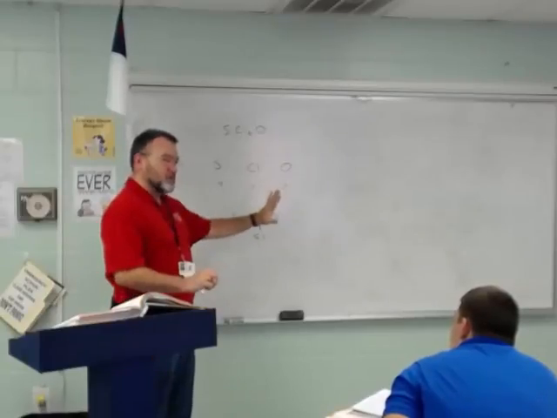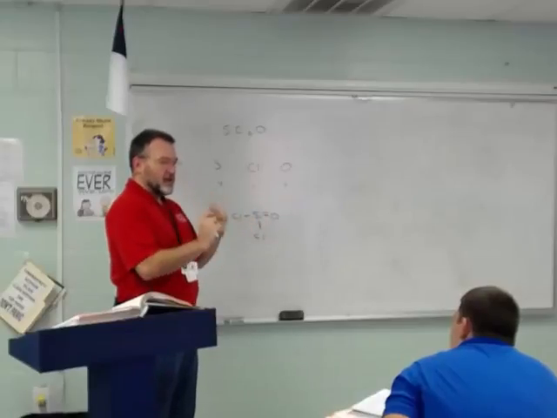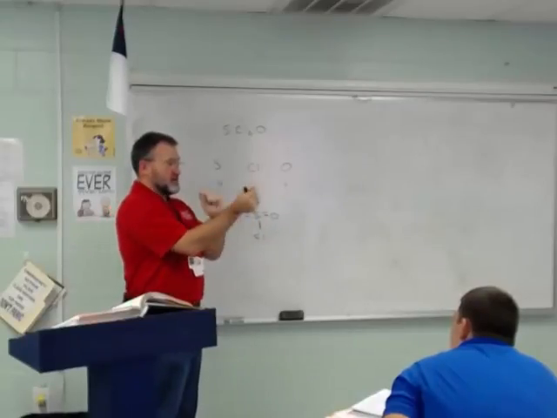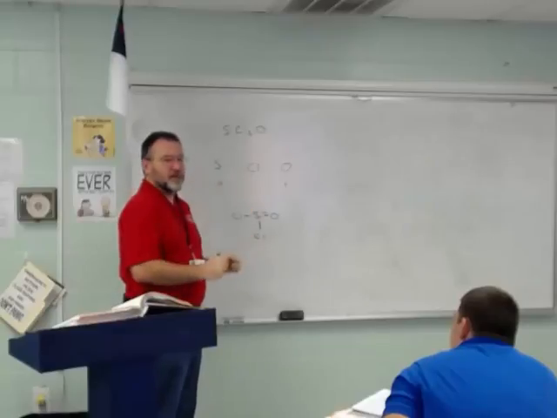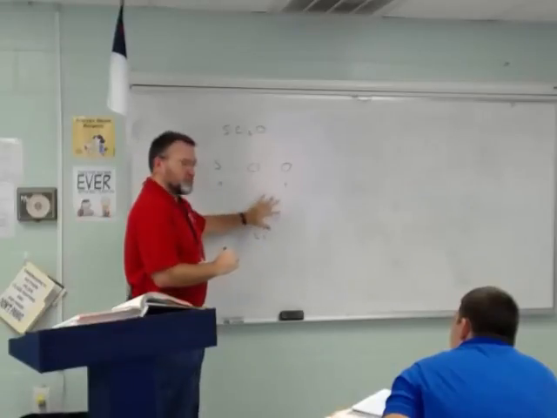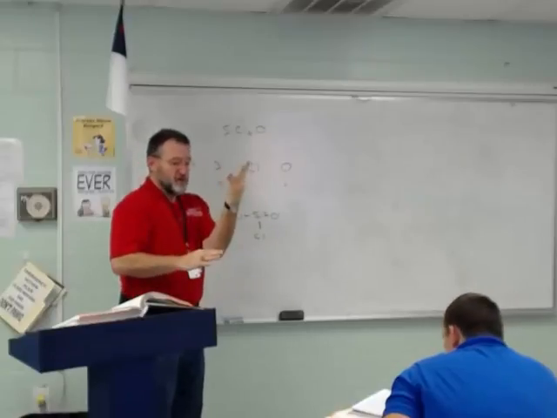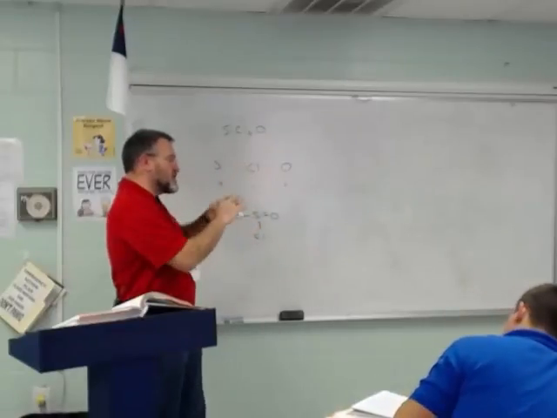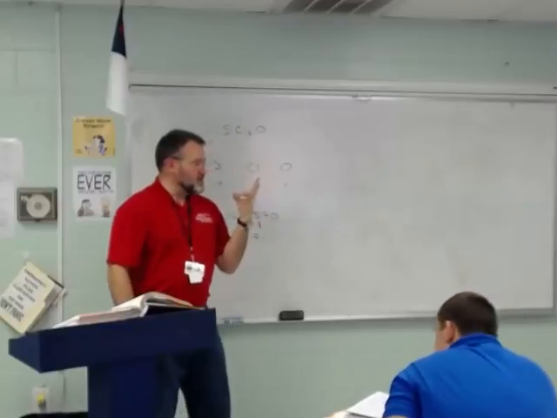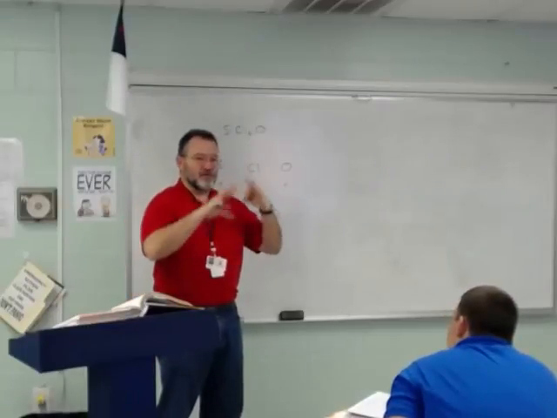For VSEPR, all we're looking at is bonds, and double bonds are the same as single bonds. There's no differentiation. They're bonded. And electron pairs. So right here there are three things. There's a single bond, and a double bond. There's three things. When we have a central atom with three things, how are they going to orient themselves?